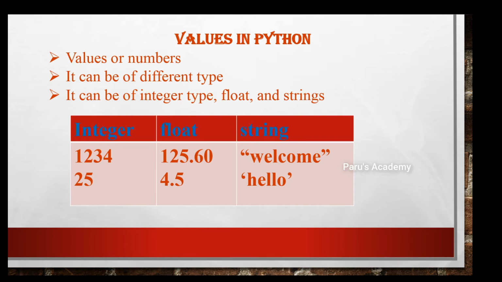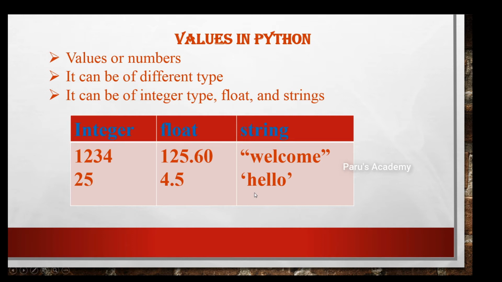It can be of integer type, float, and strings. See, this one is integer. The normal numbers are integers. Float means decimal point numbers, like 5.60. Float is a type which has a decimal point. Next one is string. String is nothing but a collection of characters. String is a name. We can use string values in Python by using double quotes or single quotes.